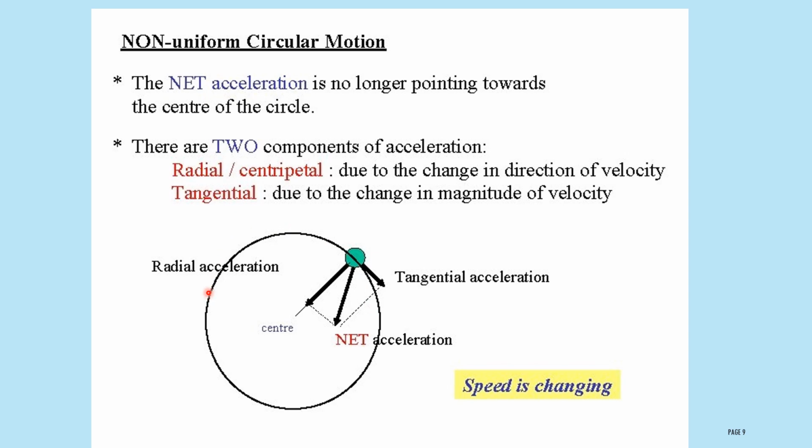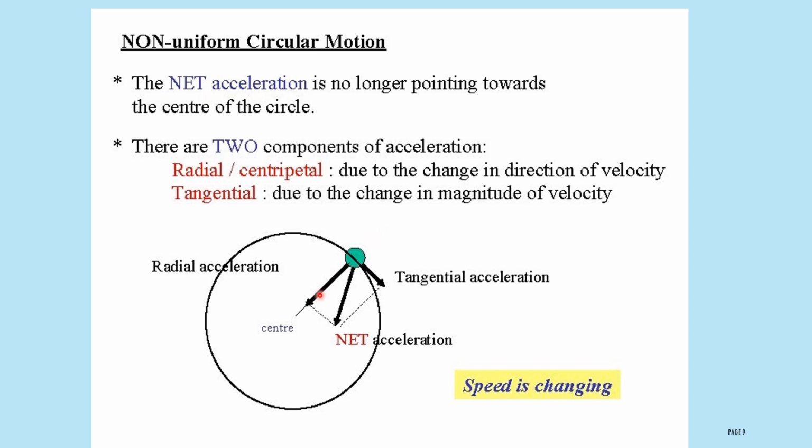Then you can identify two types of acceleration here. One is radial acceleration, another one is tangential acceleration. Radial acceleration exists due to change in the direction of velocity. When the direction of velocity changes, you can identify radial acceleration. Tangential acceleration is due to change in the magnitude of velocity. Magnitude of velocity is nothing but the value of the velocity.